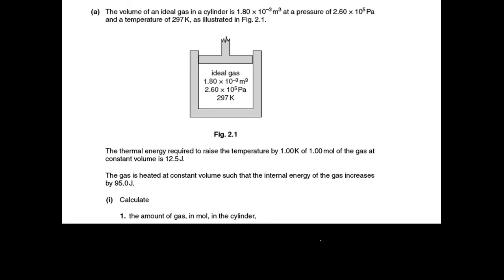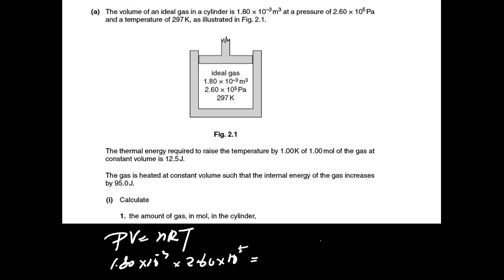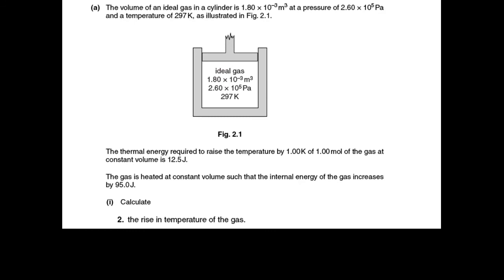As it is an ideal gas, we have PV equals nRT. So the volume is 1.8 times 10 to the minus 3 and the pressure is 2.6 times 10 to the 5 equals n times 8.31 times the temperature in Kelvin, 297. That gives us 0.19 mole. The amount of gas in the cylinder is 0.19 mole. Now calculate the rise in temperature of the gas.